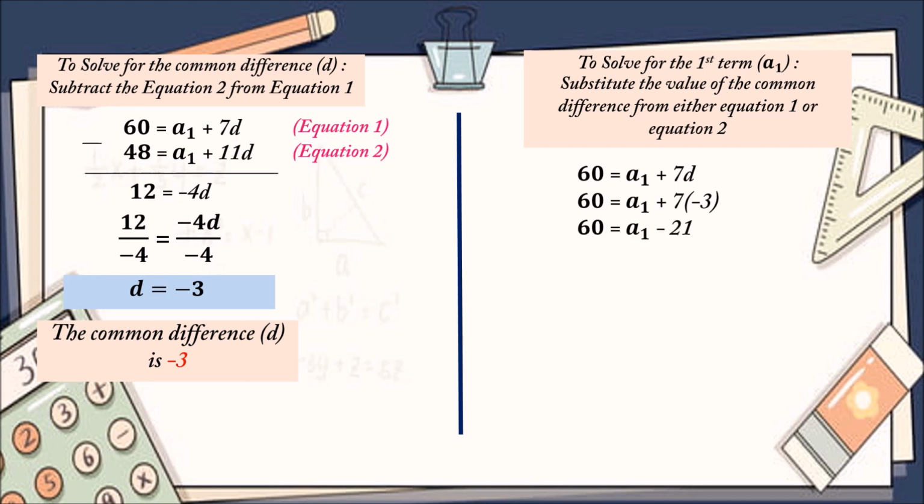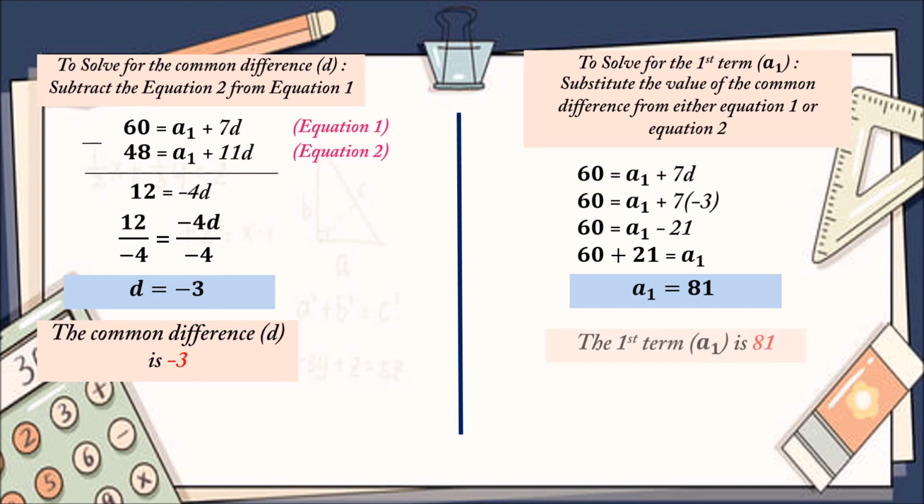To simplify, we have 60 is equal to a sub 1 minus 21. 60 plus 21 is equal to a sub 1. We have the result a sub 1 is equal to 81. Therefore, the first term is 81.